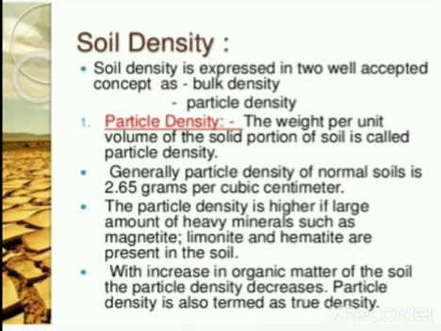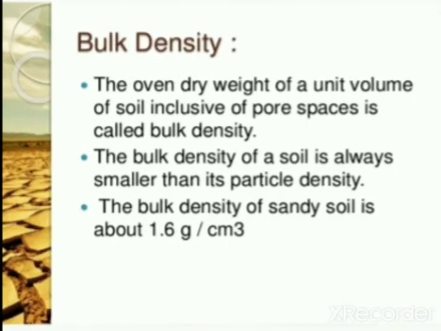Particle density, the weight per unit volume of the solid portion, is called particle density. Generally, particle density of normal soil is 2.65 grams per cubic centimeter. The particle density is higher if large amounts of heavy minerals such as magnetite, limonite, and hematite are present in the soil. With increased organic matter in the soil, the particle density decreases. Particle density is also termed as true density.